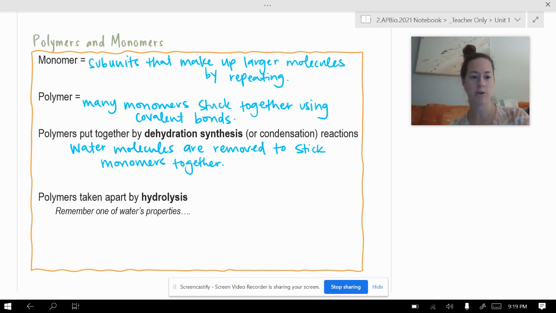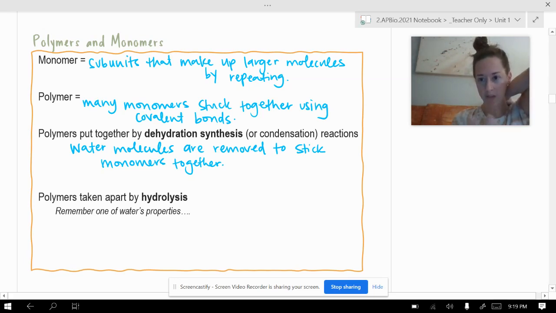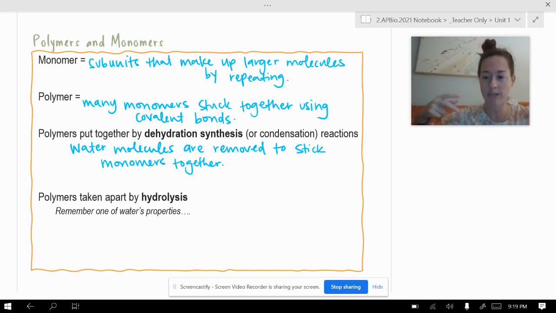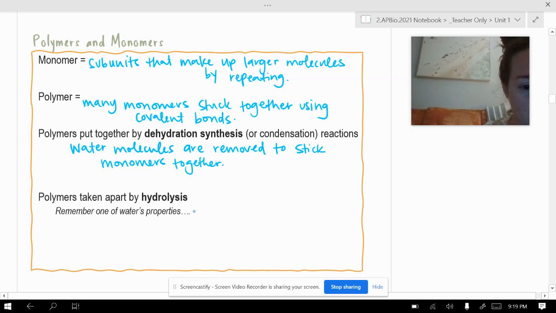When polymers are broken down, they're broken down using hydrolysis. So exactly what it sounds like. Hydro is water, lysis is splitting. And we'll come back to that word, lysis, a few times throughout the year. But that's what it literally means: water splitting. So if we go back to water's property of being a biological solvent, it literally pulls things apart. And that's what it does in hydrolysis.